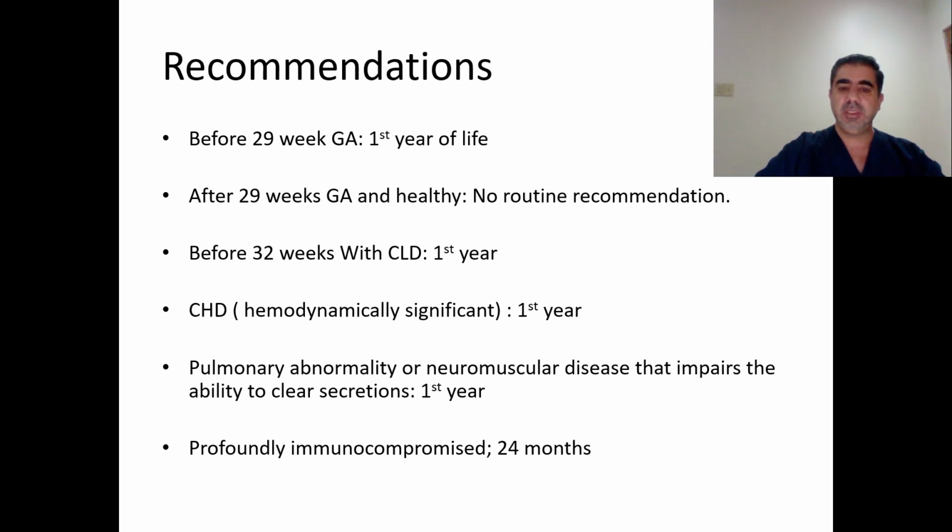You can see that babies with Down syndrome are not included here, because Down syndrome by itself is not a risk factor. But babies with Down syndrome are liable to have congenital heart disease, they are liable to have chronic lung disease, and they are liable to be delivered prematurely. So they are at higher risk to have bronchiolitis.